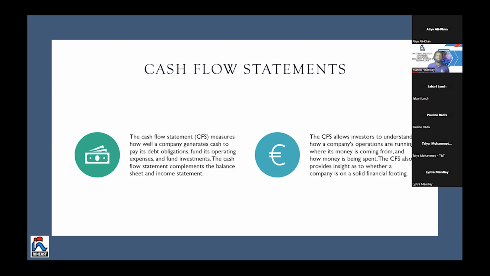The cash flow statement complements the balance sheet and income statement, so they work hand in hand with each other. One depends on the other. The CFS, or cash flow statement, also allows investors to understand how a company's operations are running, where its money is coming from, and how the money is being spent. The CFS also provides insight as to whether a company is on a solid financial footing. This is a reflection, and really for investors, they'll be looking at these things.